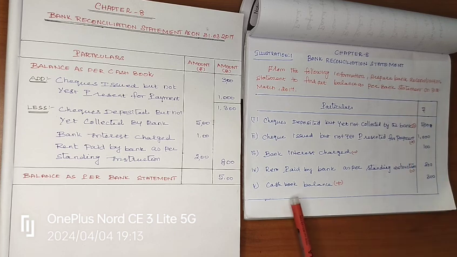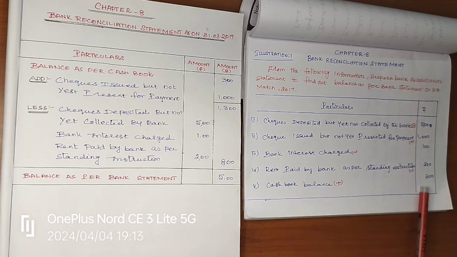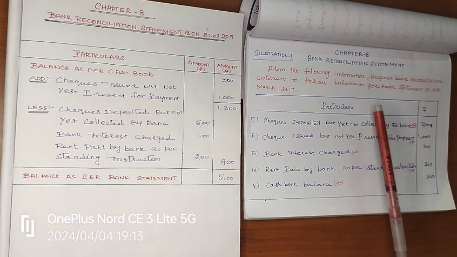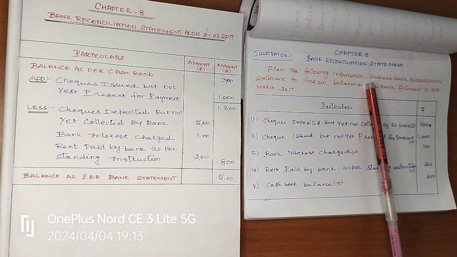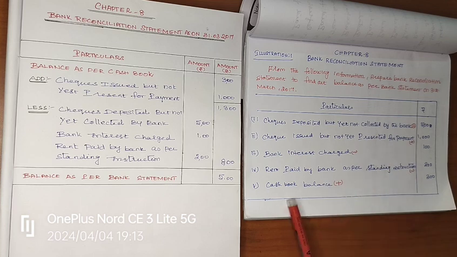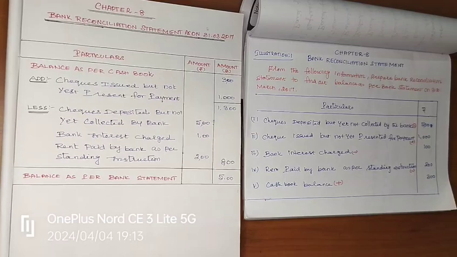So cash book balance is 300 rupees, given here. Listen carefully. If they give us a balance as per cash book, then we have to find the balance as per the bank statement. And if they give the balance as per the bank statement, then we have to find out the balance as per the cash book. Are you clear? Now we are going to prepare the bank balance as per the bank statement from the cash book.